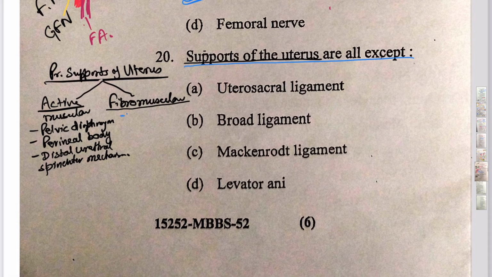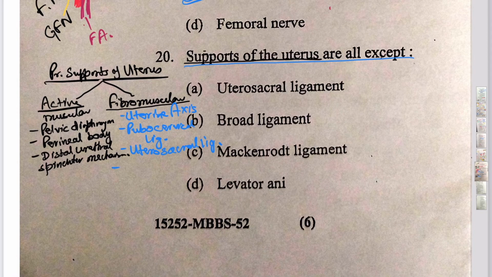So one is the uterine axis. Then you have pubocervical ligament. Pubocervical ligament pulls the cervix anteriorly towards the pubis. Then you have uterosacral ligament. This ligament pulls the cervix posteriorly towards the sacrum. So you have a counteracting effect by these two ligaments.